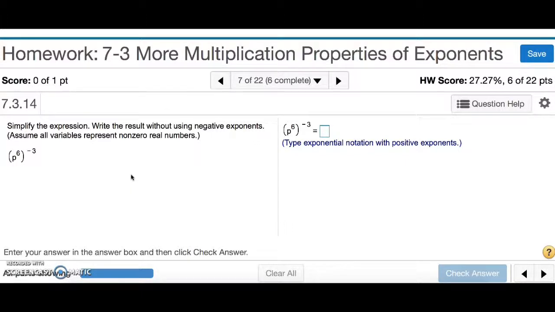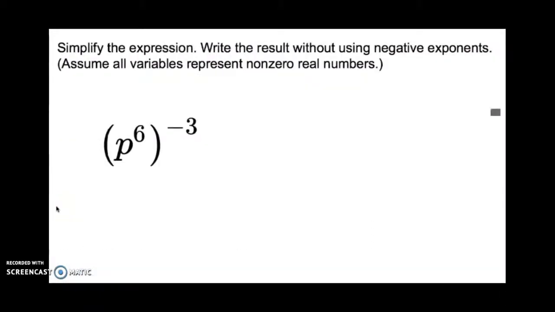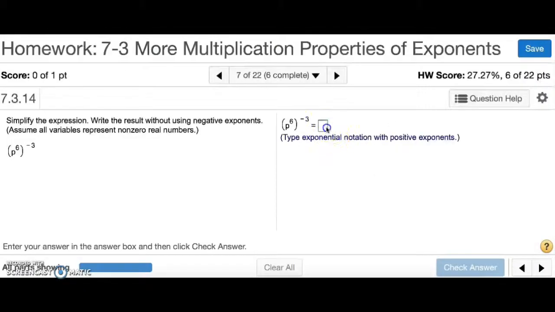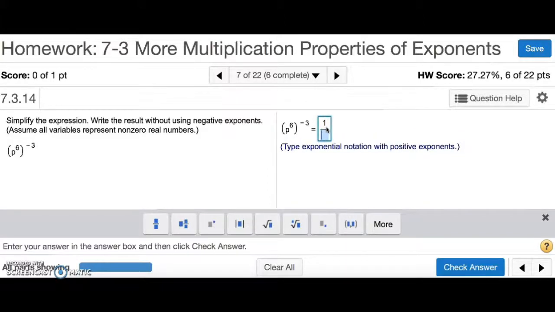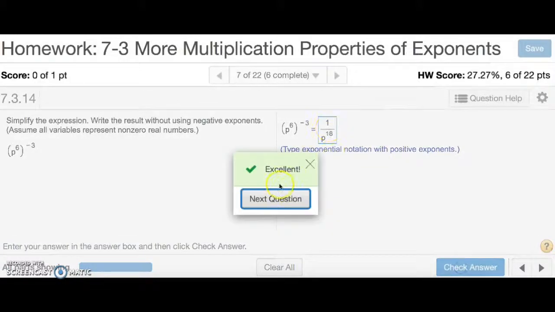Number 7, it is asking you to simplify the expression. Write the result without using negative exponents. So let's take a closer look at that. Remember the rule is when an exponent is being raised to a power, we multiply the exponents. So we have 6 times negative 3, which will give me negative 18. Now it says to write it with positive exponents. So when we have a negative exponent, we have to write it underneath 1 and make the exponent positive. So my answer is going to be 1 over p to the 18 power. So typing that in, I have 1 over p to the 18 power. That's number 7.